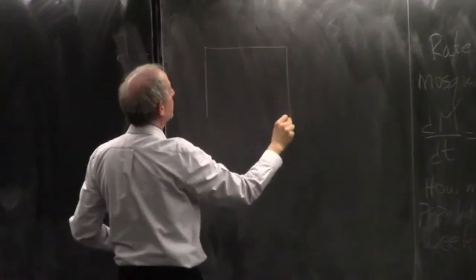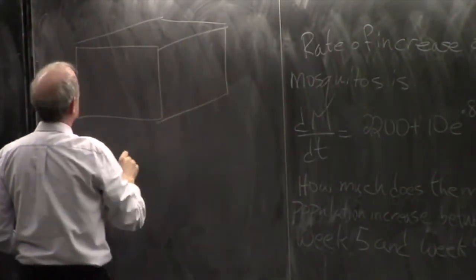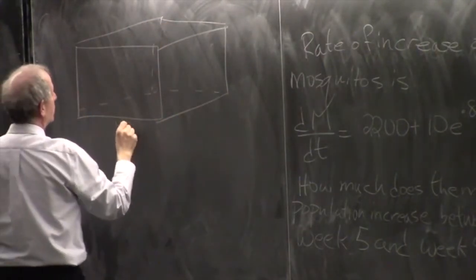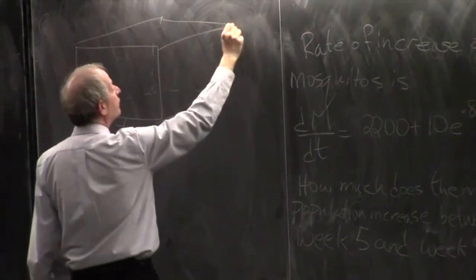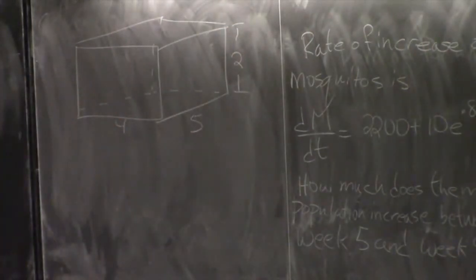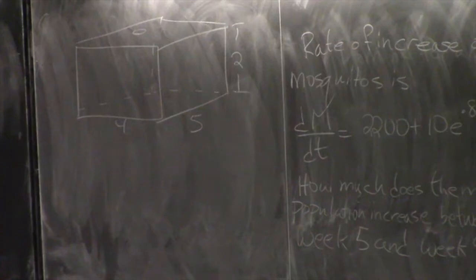Full of water. And the dimensions of this tank are 4 by 5 by 2. It's filled with water. You've got a little hole in the top of the tank, and you're now going to attach a hose to the top of the tank. And you're going to pump the water out. You're going to suck the water out of the tank. Okay? How much work would you be doing?